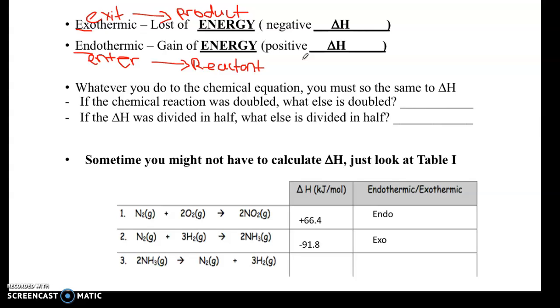Perfectly fine. The last one, right? The last one is number two, but backwards. It's been flipped. So because it's been flipped, our delta H will also be flipped. So instead of our delta H being negative 91.8, it is now positive 91.8. And instead of it being an exothermic reaction, it is now an endothermic reaction.